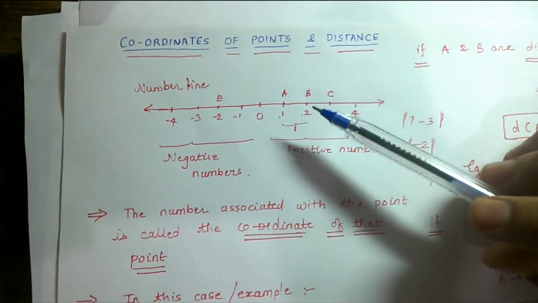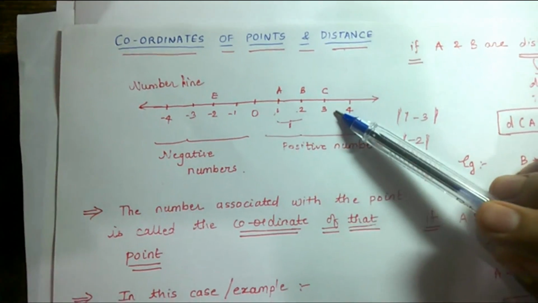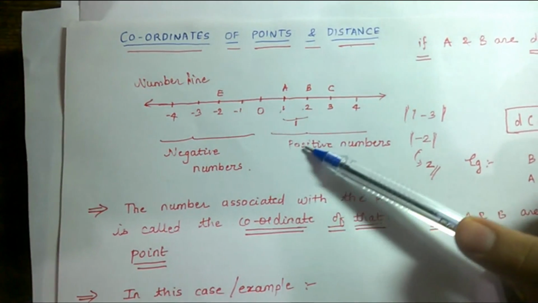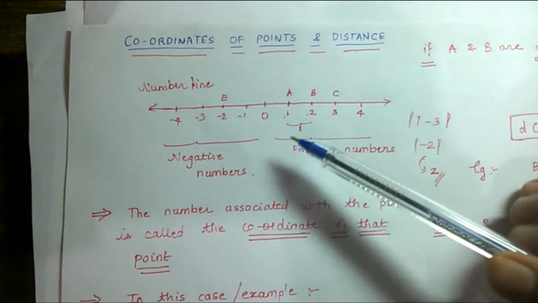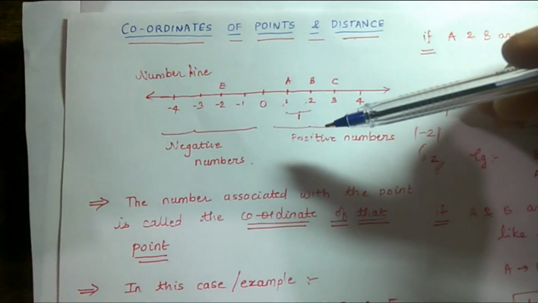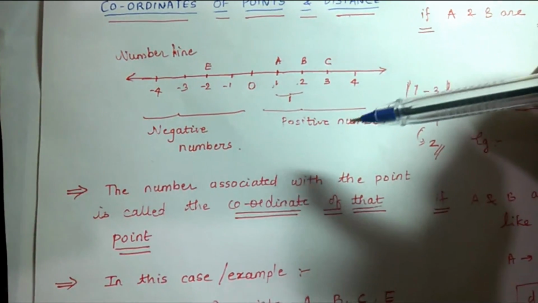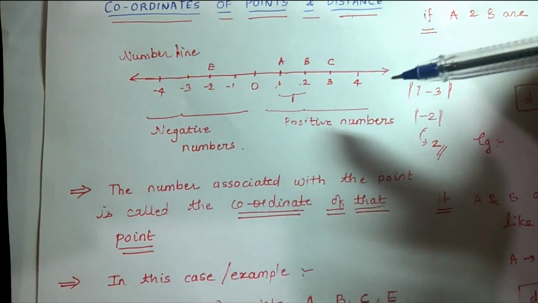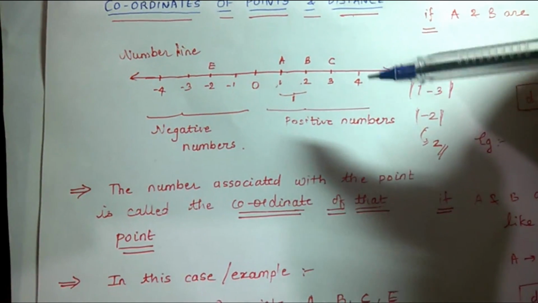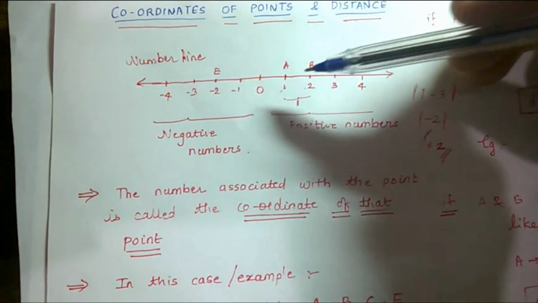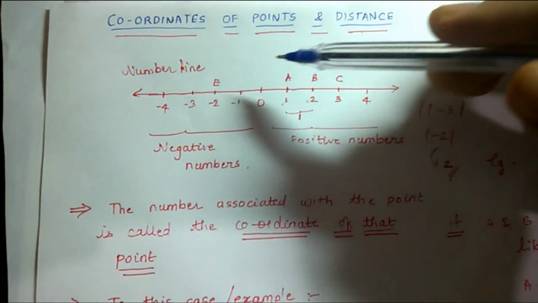So to begin with, let's start with a number line. We know what a number line is. There is a 0 in the middle, and there are positive numbers on the right hand side of 0 and negative numbers on the left hand side of 0. These positive and negative real numbers are present on the number line. For illustration, I have considered a few points to understand this concept: a, b, c and e.